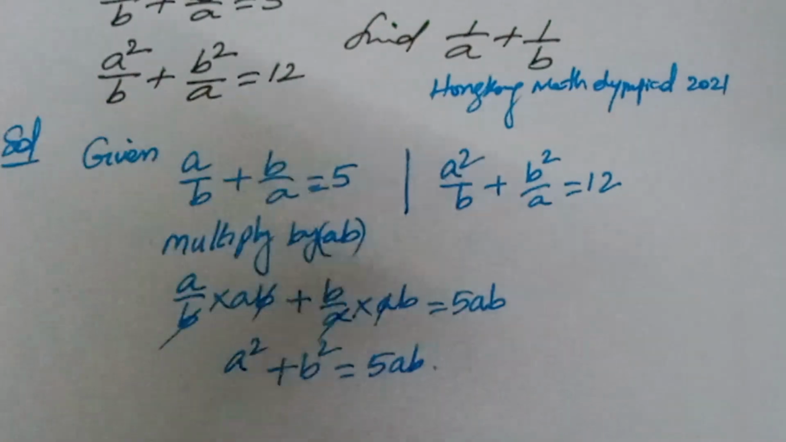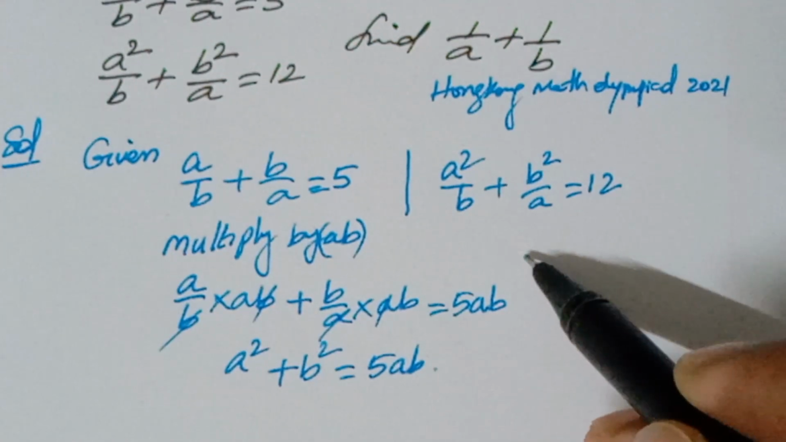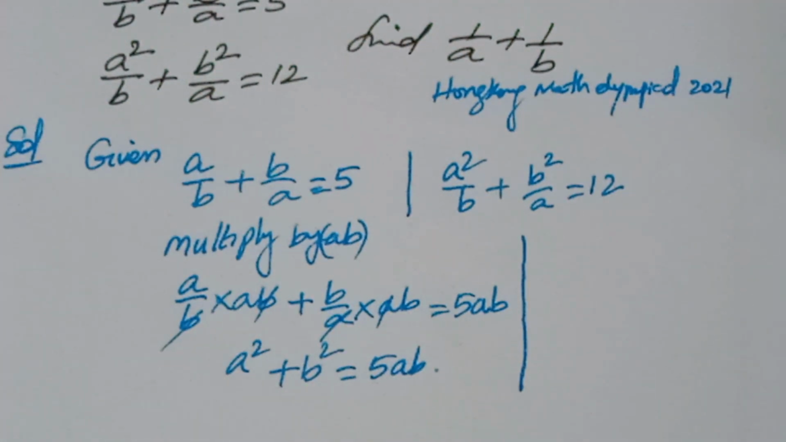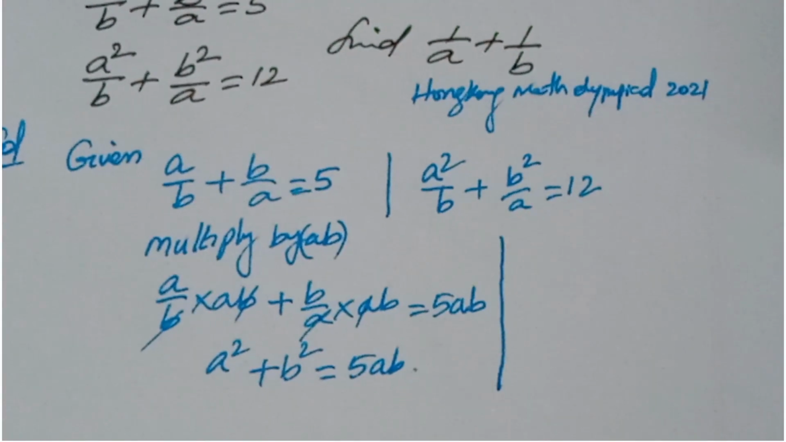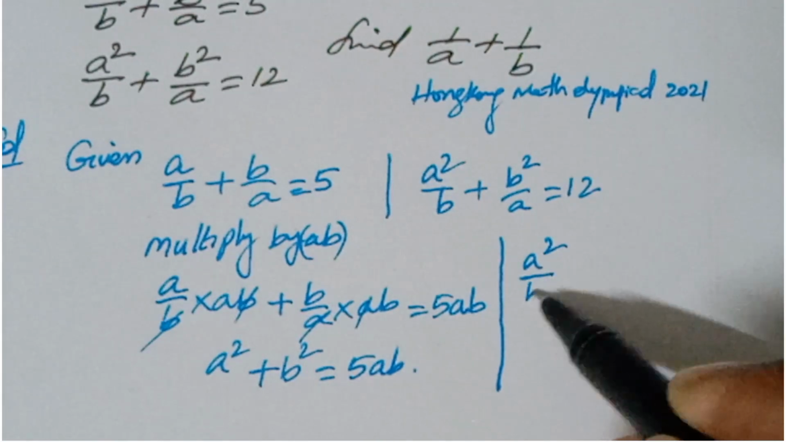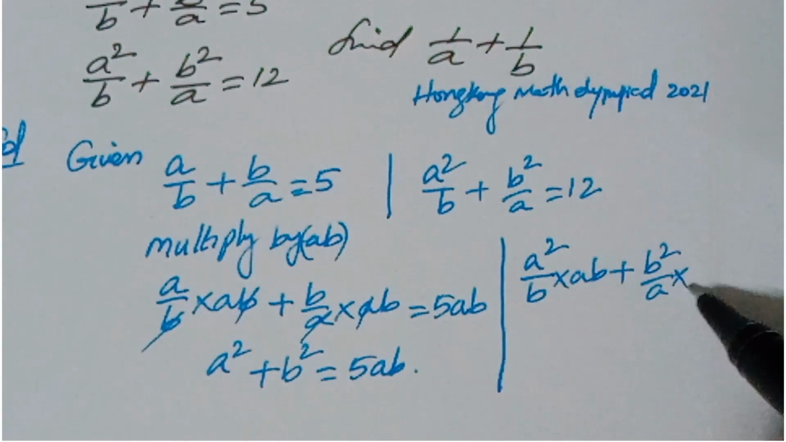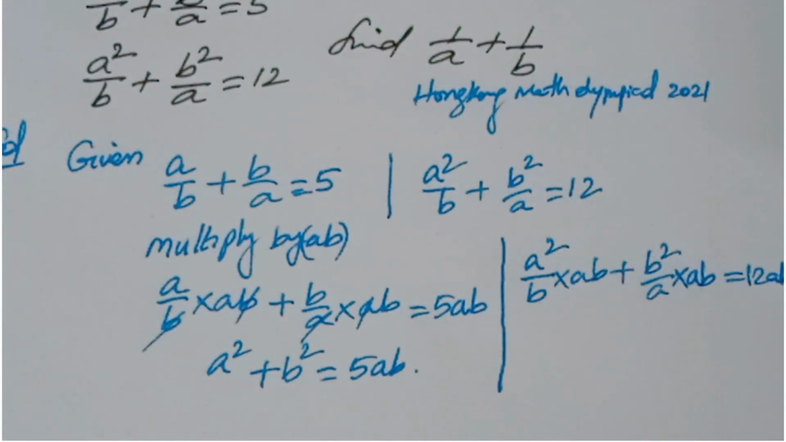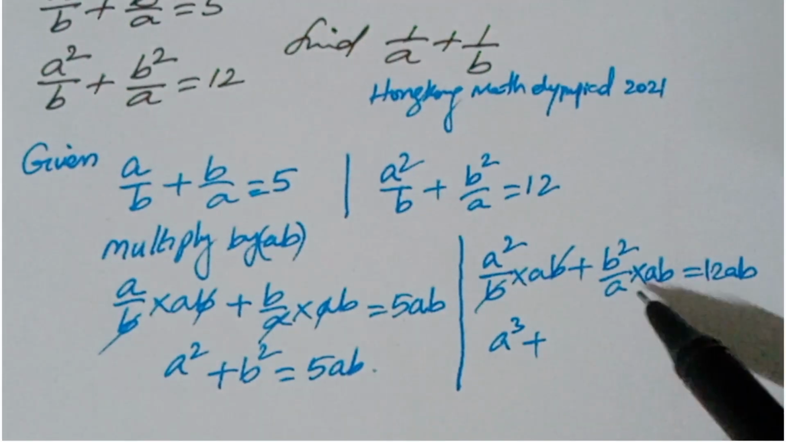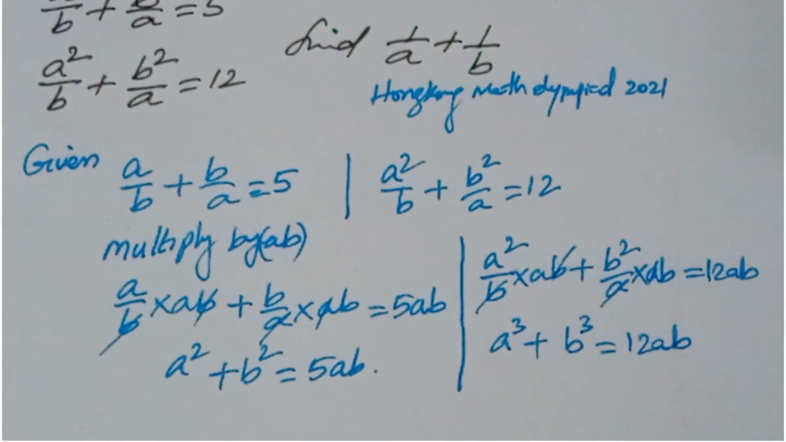Now if you take the second one, here also you have to multiply with ab. So here, a square by b into ab plus b square by a into ab is equal to 12ab. Here b gets cancelled, you'll get a cube. Here a gets cancelled, you get b cube is equal to 12ab.